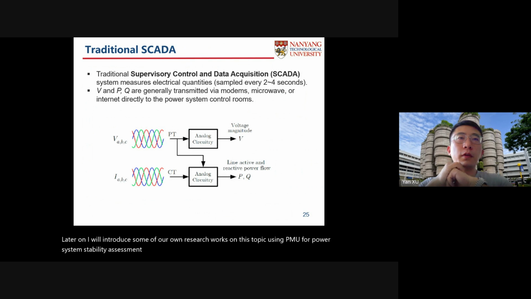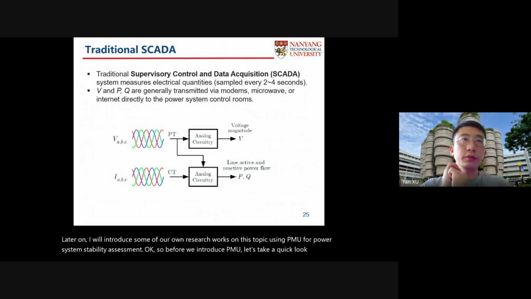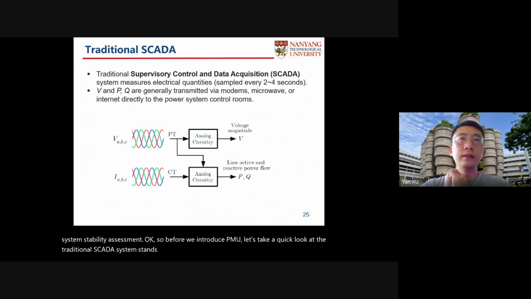Before we introduce PMU, let's take a quick look at the traditional SCADA system. SCADA stands for Supervisory Control and Data Acquisition. This SCADA system is a standard configuration for industrial systems because it has to collect the data of the system and transmit it back to the control center. So this is a very fundamental infrastructure for an industry system.